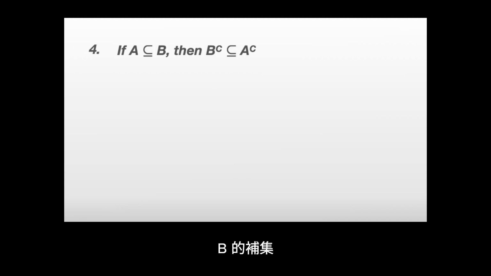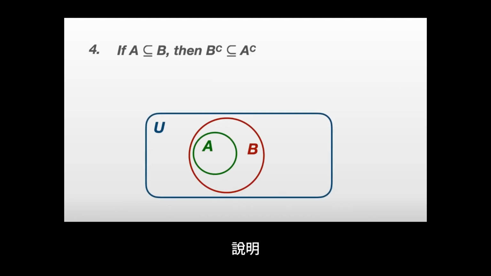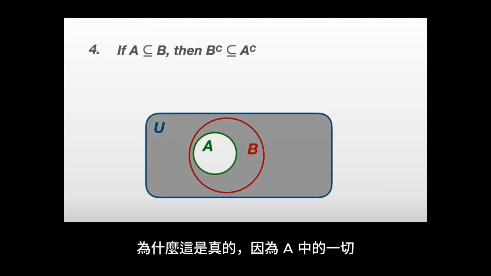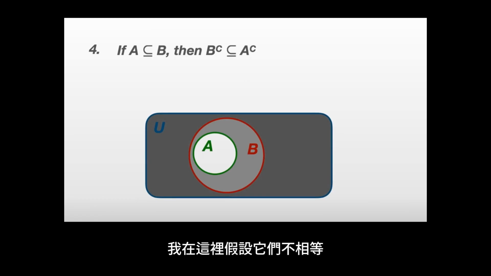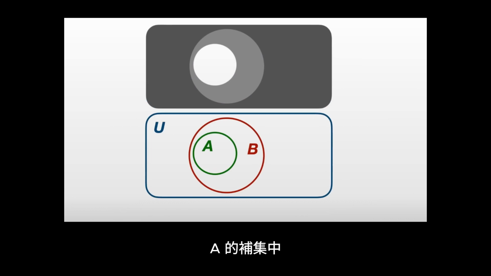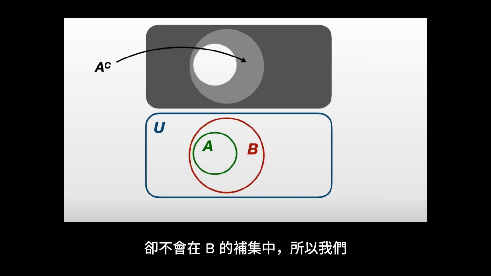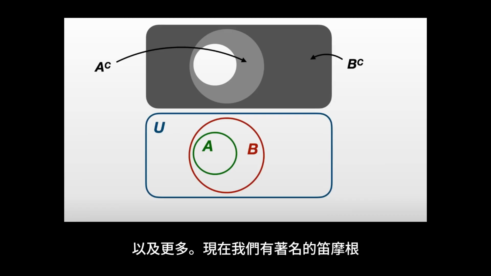If A is a subset of B, then the complement of B is a subset of the complement of A. It's easy to show visually why this is true. Since everything in A is also in B, there are things in B that aren't in A. I'm assuming that they're not equal here. That means that these elements that are in B but not in A will turn up in the complement of A, but not the complement of B. And so we end up with the complement of A containing everything in the complement of B and more.